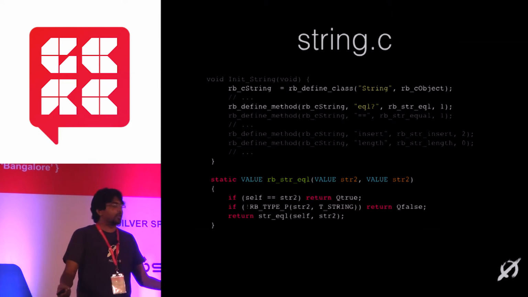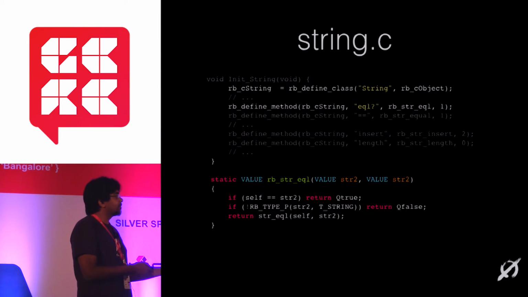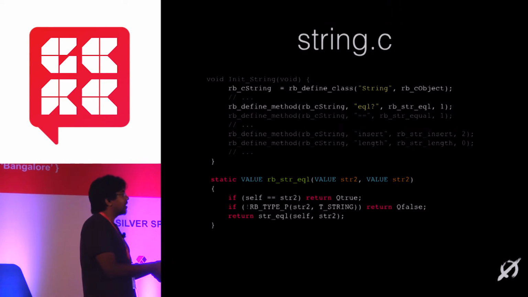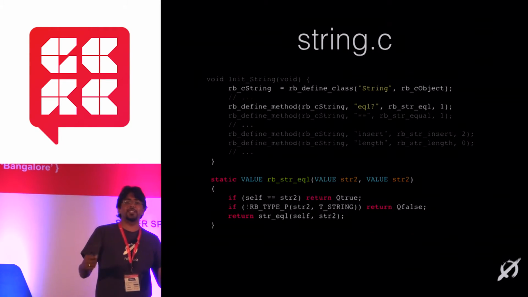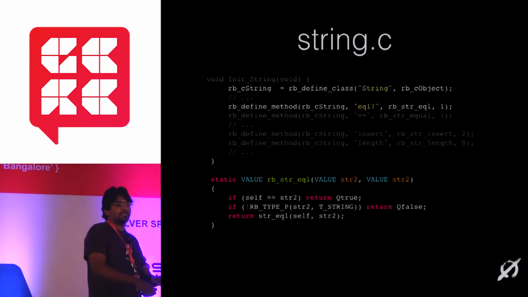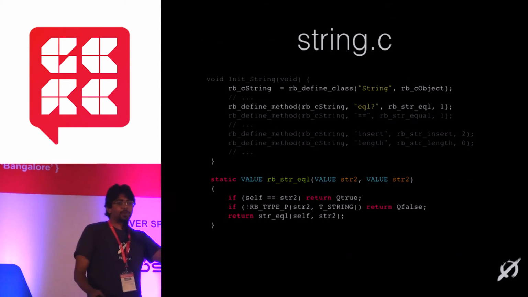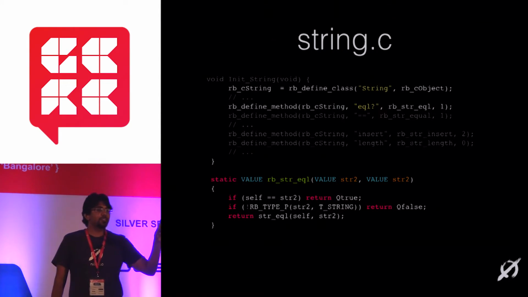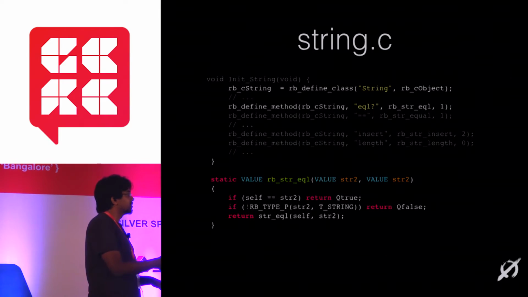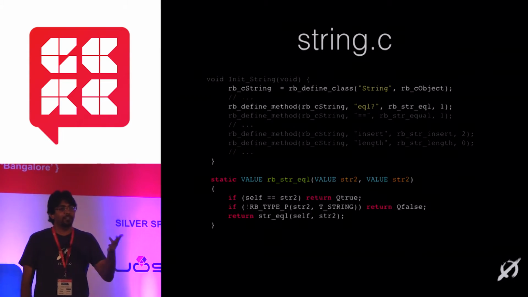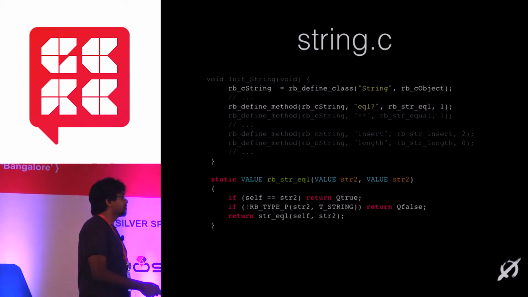Right? What I'm going to tell it is that when somebody calls eql? on any string, call this C function, which is rb_str_equal. Still nothing complicated over there. And the last thing says that I expect one extra parameter to be there. Self is always passed, but I want one extra parameter. So those are the 4 simple parameters to this: your class name, your function name, the C function to call, and the number of parameters. Still nothing really complicated. Let's look at the actual implementation of the function.